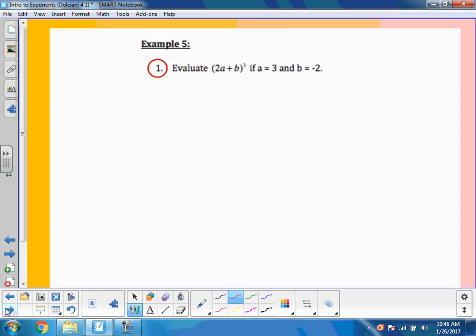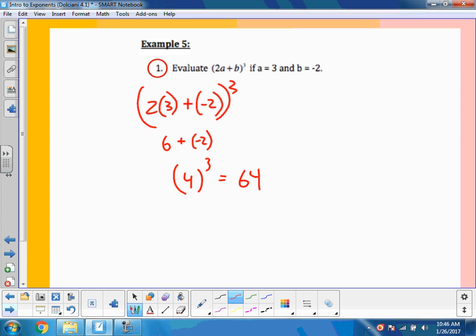Example 5, okay, we got to do some evaluating here. Okay, let's put all this together. So 2 times my A is 3 plus my B is going to be negative 2, and all of this is cubed. So this is an order of operations situation here. So I end up with a 6 plus negative 2. So that's like taking away 2. So that's 4. And it looks like my answer is 4 to the 3rd power, which is 64, when I simplify this whole thing.